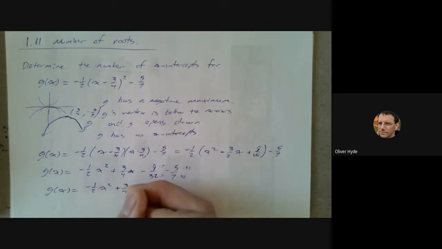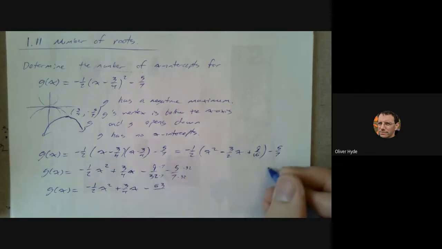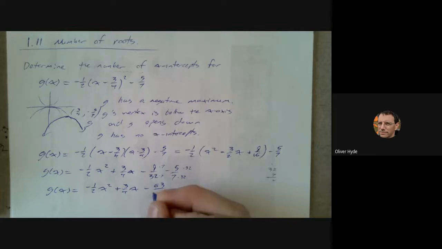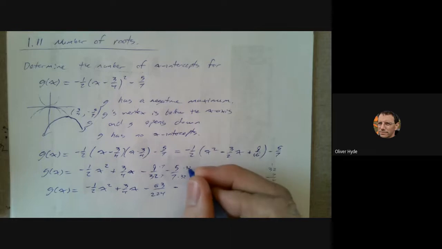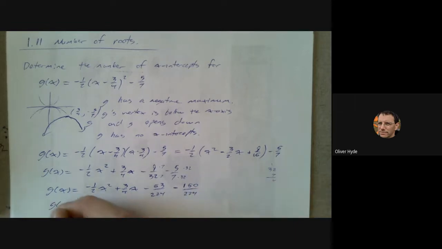Plus 3/4 x minus, what is that, 63? Oh boy, 32 times 7 is going to be 224. So 224ths. Minus, it's going to be 320, 160, 224ths. I'm going to probably have to grab a calculator to check this work. Negative 1/2 x squared plus 3/4 x.